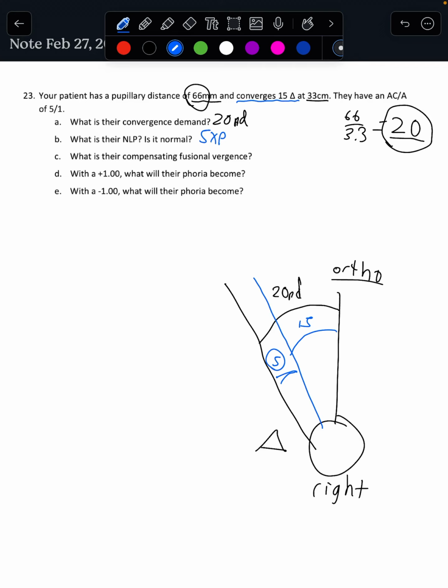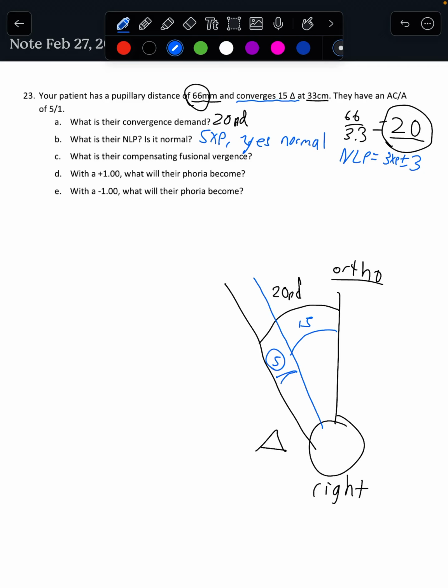Is it normal? So the normal near lateral phoria is 3XP plus or minus 3. So anywhere between ortho and 6XP is normal. So yes, this is normal.